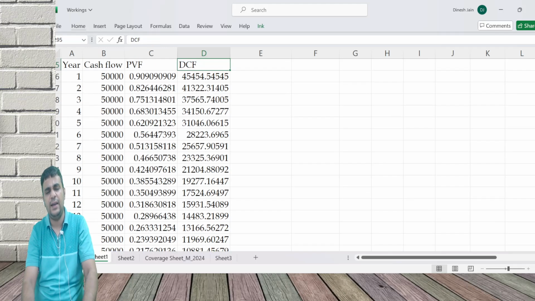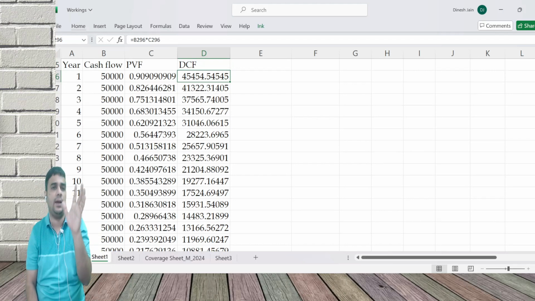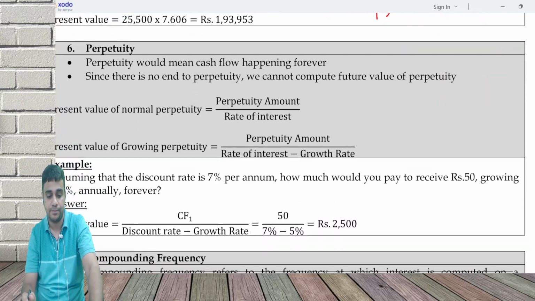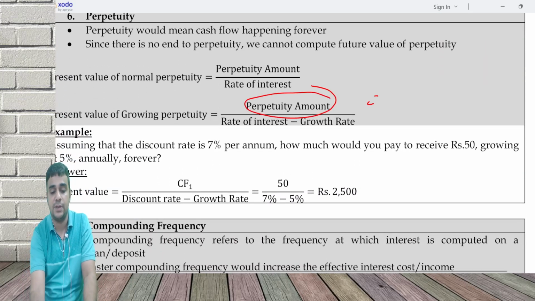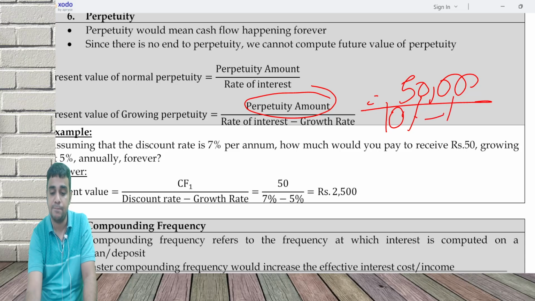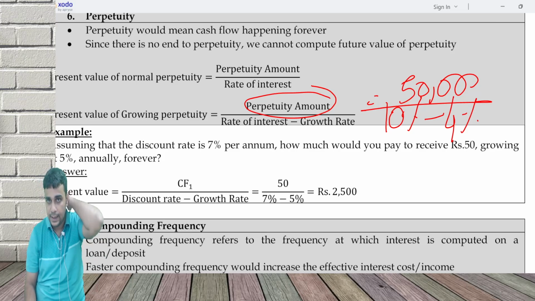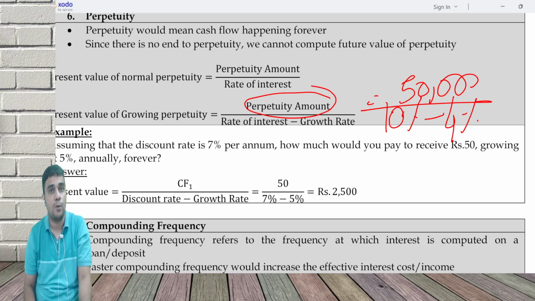Now I argued about it, and then he said, okay, I'll give you 50,000 for the first year. Second year, this will increase by 4%. Third year, another 4% increase. Fourth year, another 4% increase. I'll keep increasing this by 4% every year. The formula for this is the perpetuity amount, which in my example is 50,000, divided by the rate of interest 10% minus the growth rate. Why growth is subtracted, you will understand when I do it in Excel. 10% minus 4%. What's the answer you get?